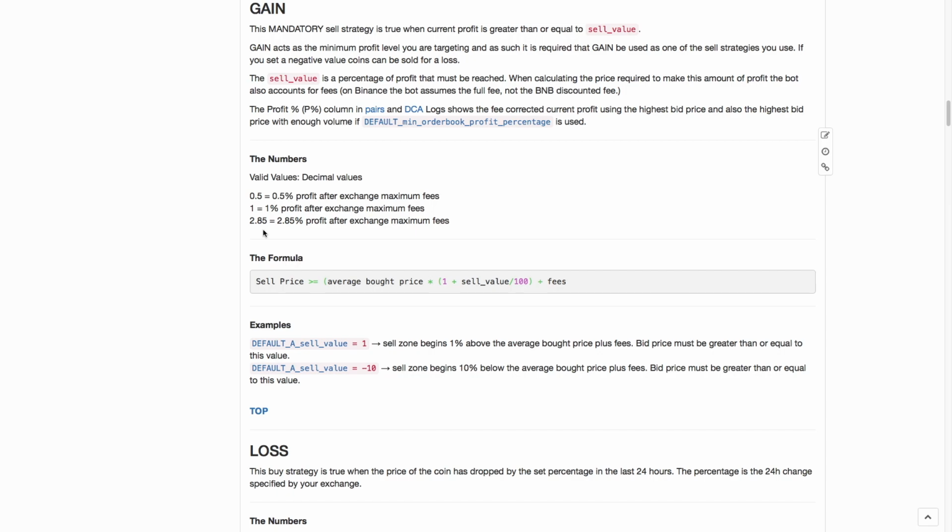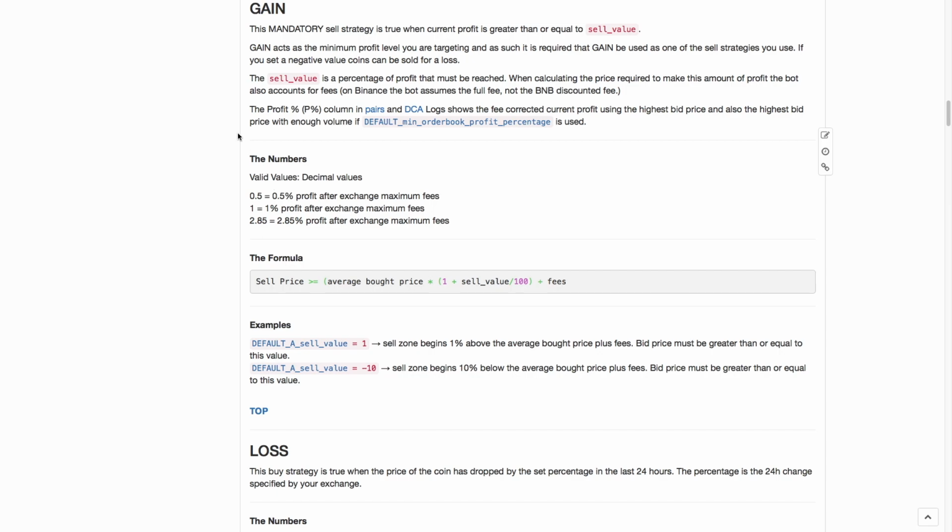This is a lot like the loss strategy in that the sell value is a percentage, not a specific value. It's not a discrete value. It is actually a percentage. So if you set a 1 there, that means you're aiming for a 1% profit as your minimum level. If you put 5 for your sell value, you're aiming for a 5% minimum gain for selling. So just remember, this is a hard limit. It is the minimum profit level you're willing to accept on a trade.